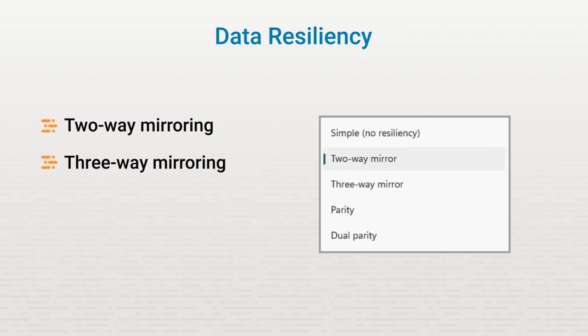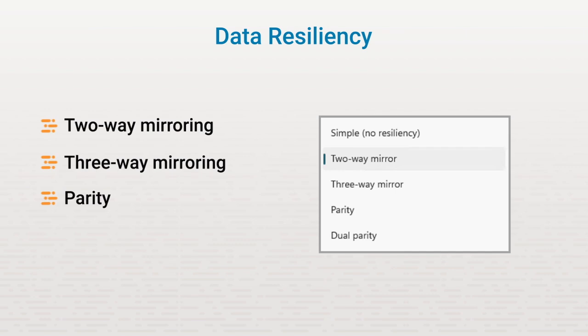So, with two-way mirroring, we can tolerate 1 disk failing. With three-way mirroring, we can tolerate up to 2 disks failing at the same time. The third option for data resiliency in a storage space is parity. Parity is similar in a lot of ways to RAID 5.